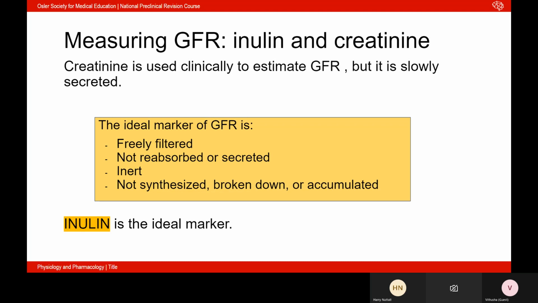Okay. Yeah, that's false. Perfect. Because there is a higher amount of creatinine than you would expect from just filtering, it would be an overestimate of GFR. So the ideal marker is inulin. This is because it's freely filtered, not reabsorbed or secreted. It's inert, so it doesn't react with the tubule, and it's not synthesized, broken down, or accumulated. But again, creatinine is used in clinical practice.